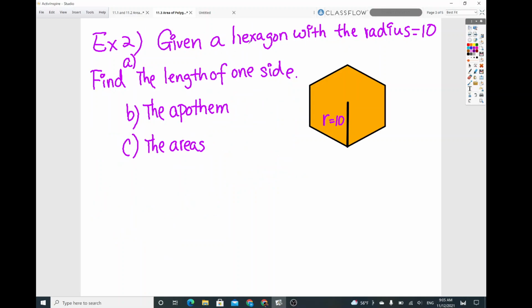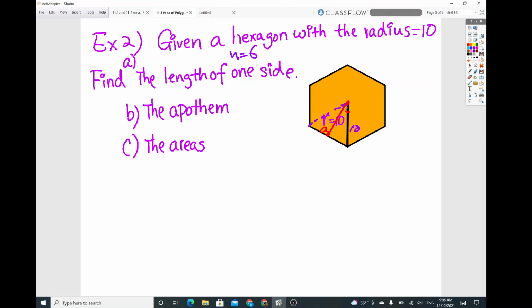Given a hexagon, so 6 sides. So n is 6 with a radius of 10. The radius is from the center to one of the vertices of the polygon. The apothem is still not given. The apothem would be this one down here. The apothem is always the distance from the center of the polygon to the midpoint of one of the bases. So here's the apothem. Next, get the length of one side.